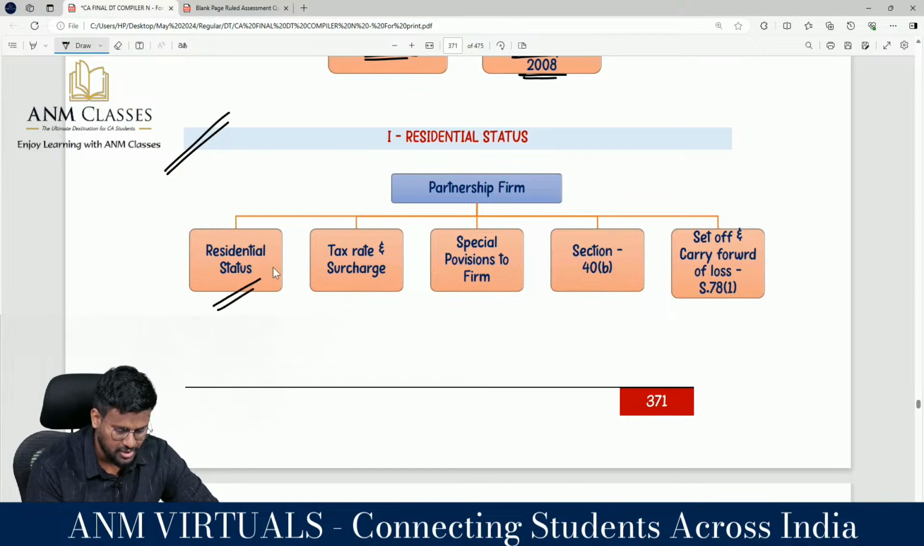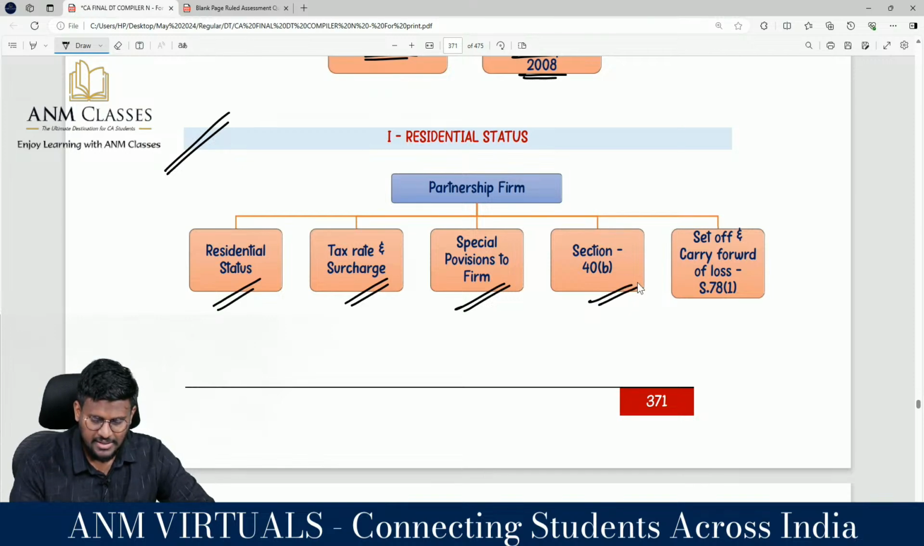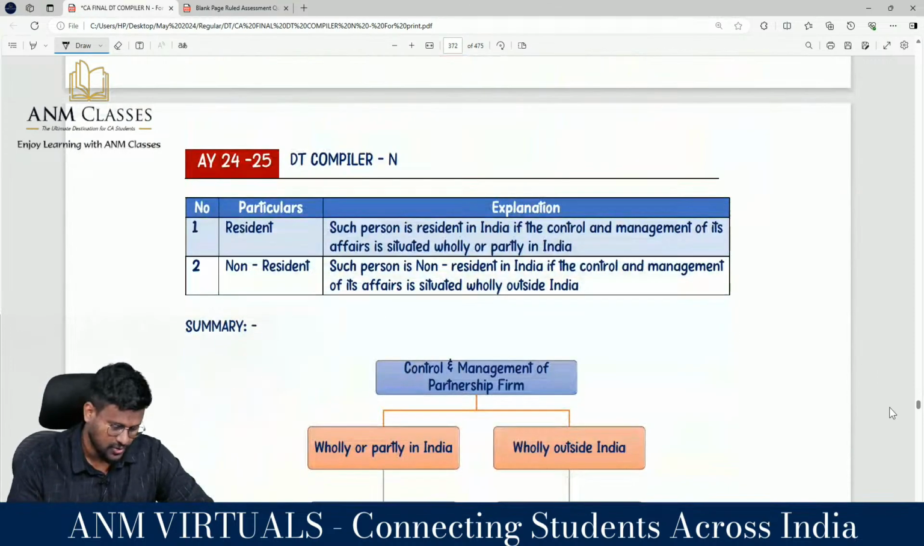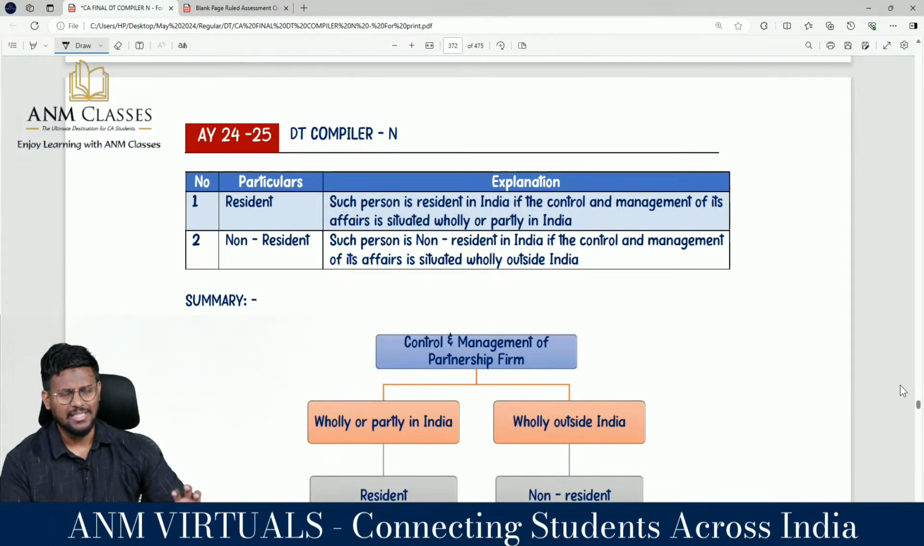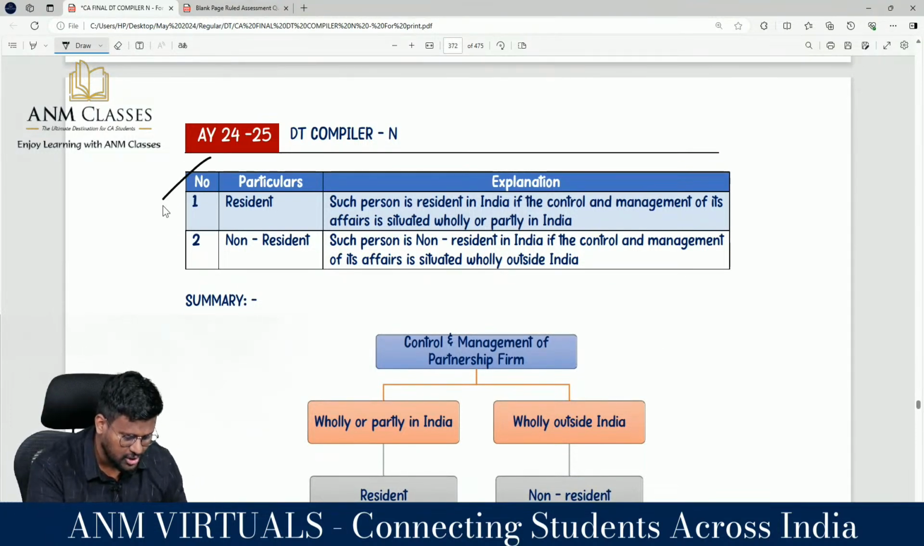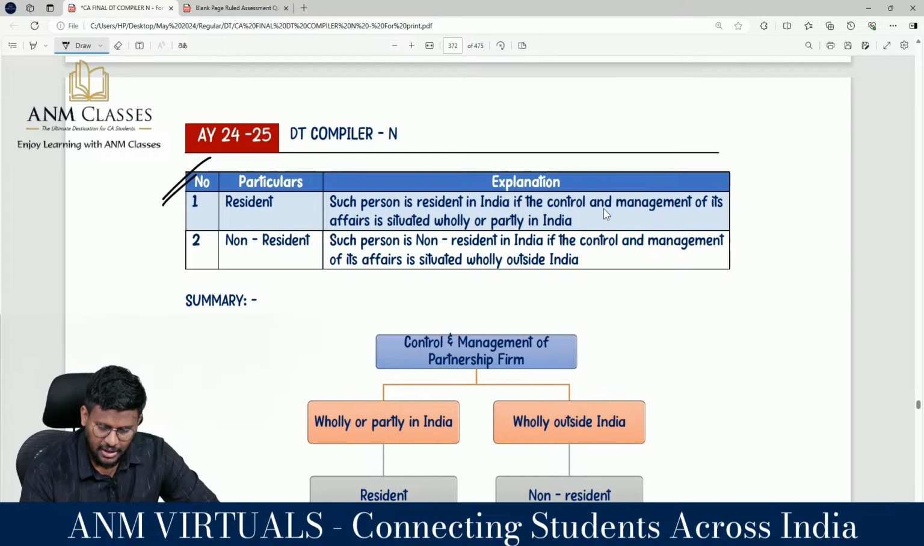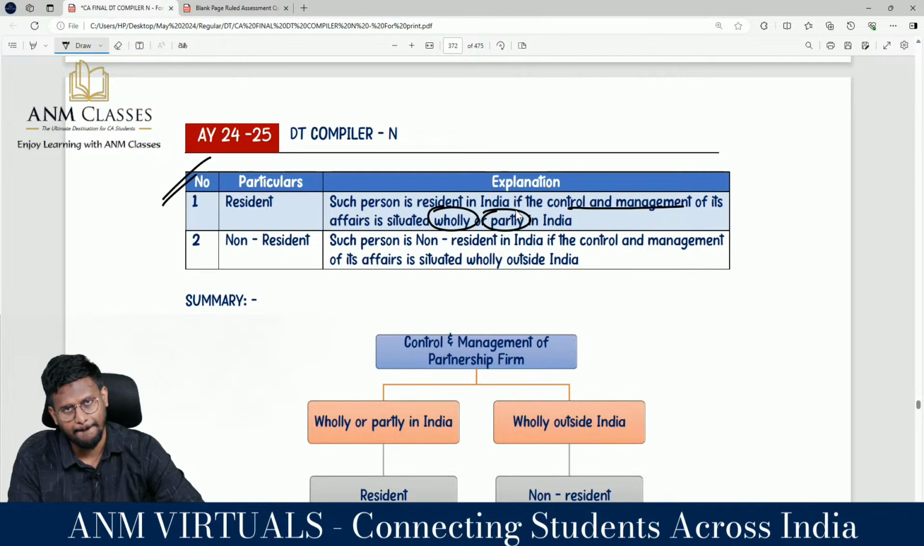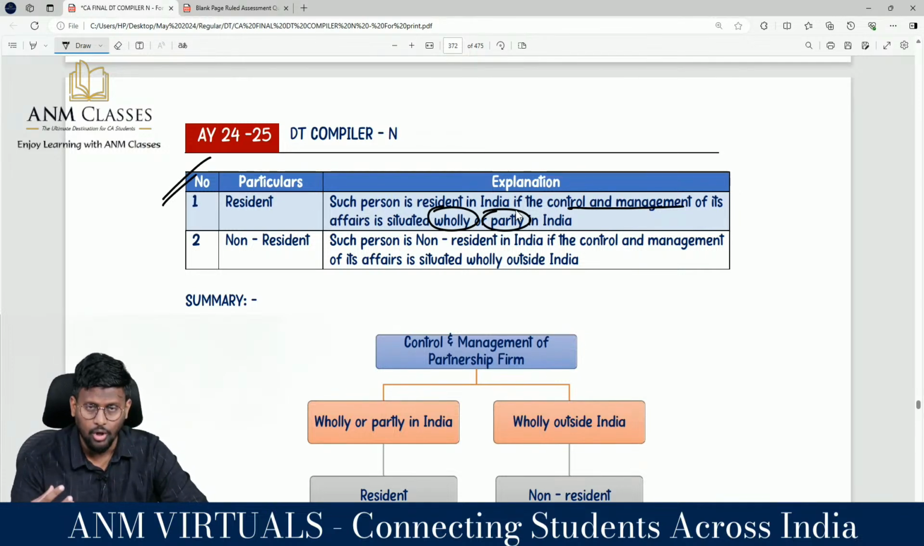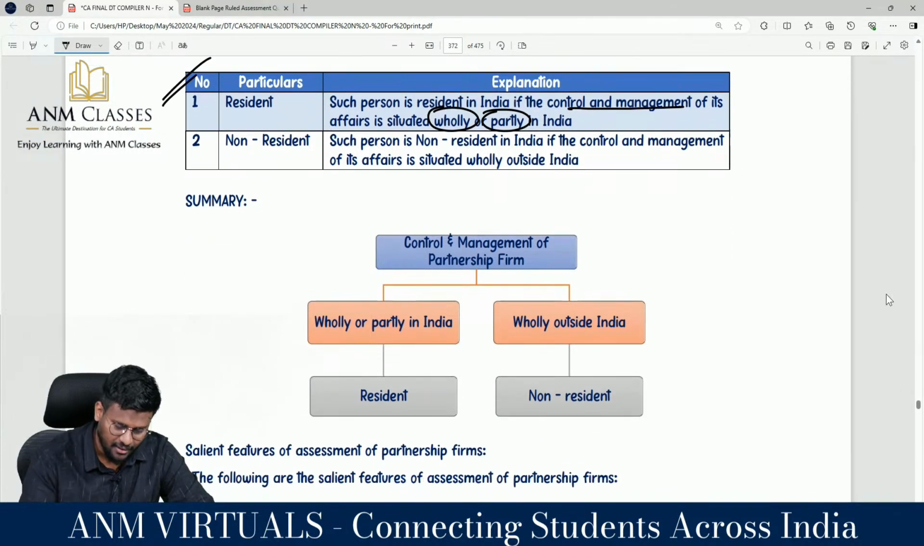Number 1, residential status, tax rate and surcharge, special provisions applicable to firm, section 40B, and set off and carry forward of loss. Now we are going to talk about residential status, how to find out the residential status of a partnership firm. Such a person is resident in India if control and management of its affairs is situated wholly or partly in India. If either whole or part of the control and management is situated in India, then we can say that they are resident.